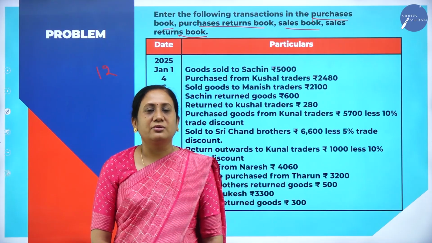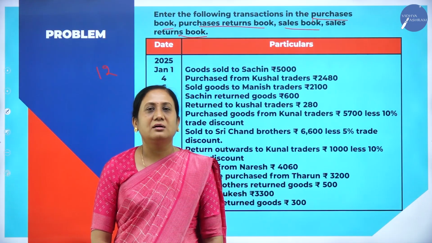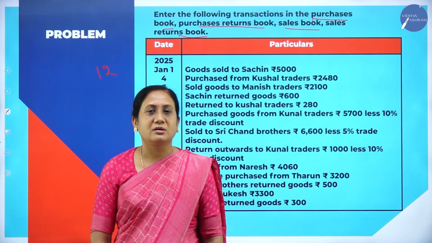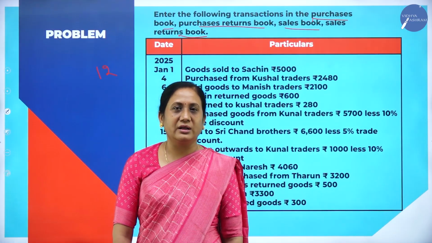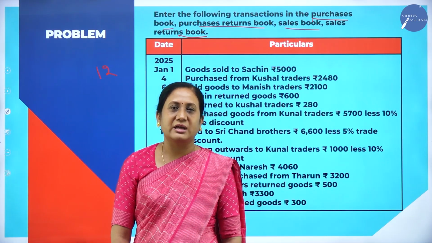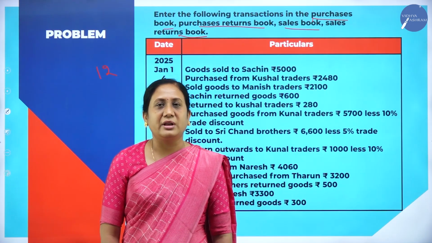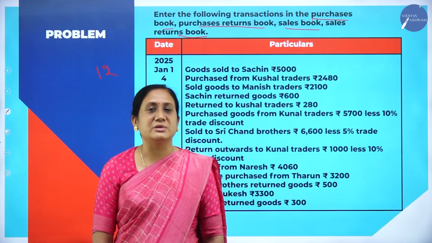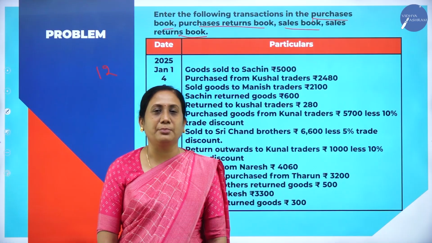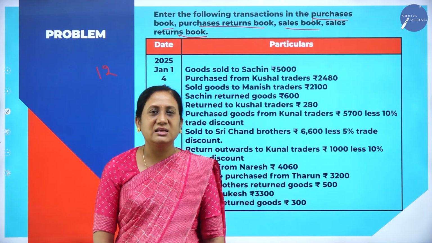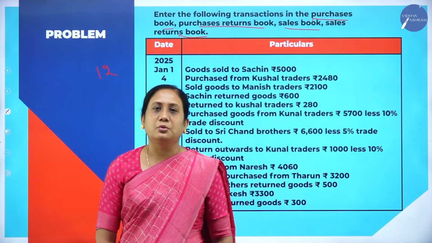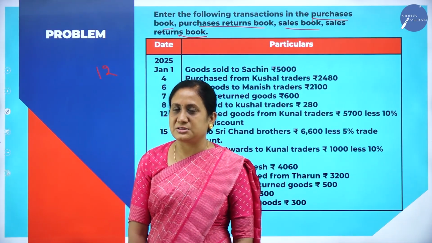In the sales book, we record all the credit sales. Cash sales will not be recorded here. Cash sales will be recorded in a separate subsidiary book called the cash book. Credit sales of the business will be recorded in a separate subsidiary book called the sales book. And if there are any sales returns, they will go to the sales returns book.